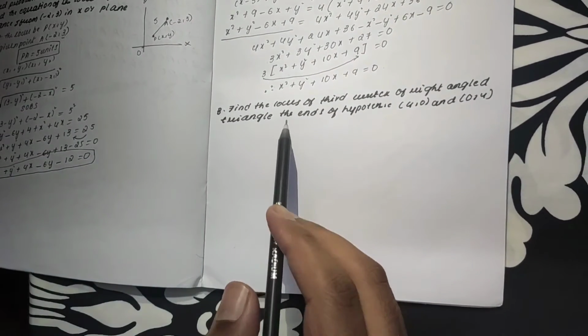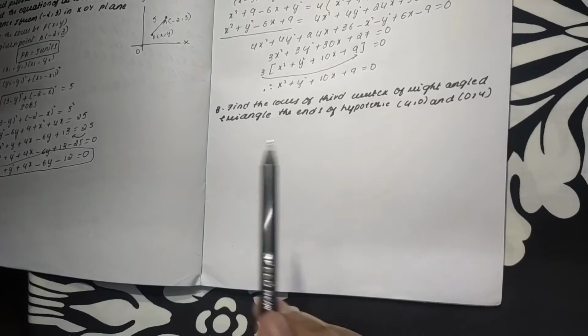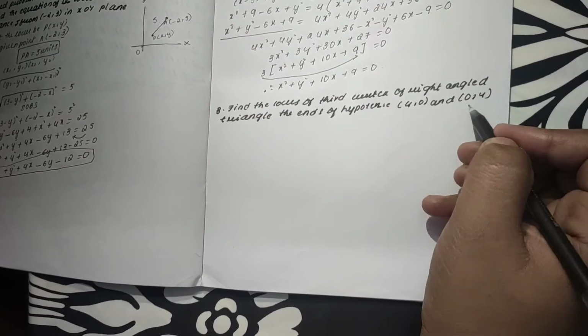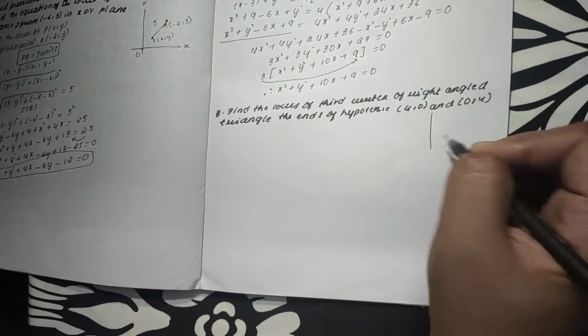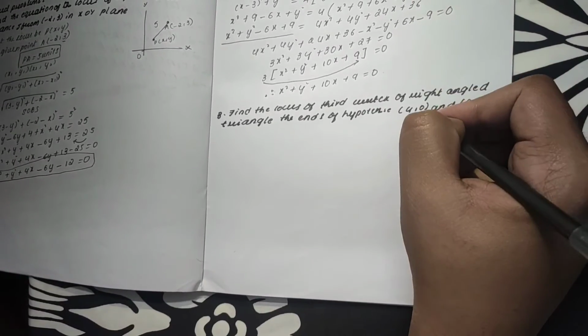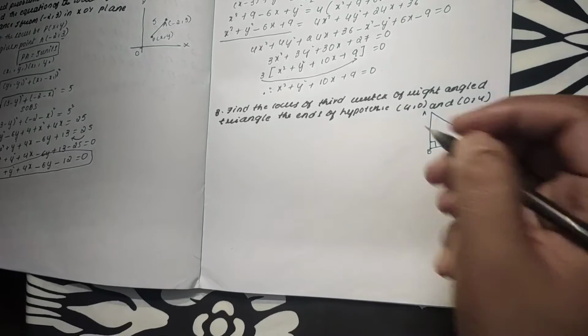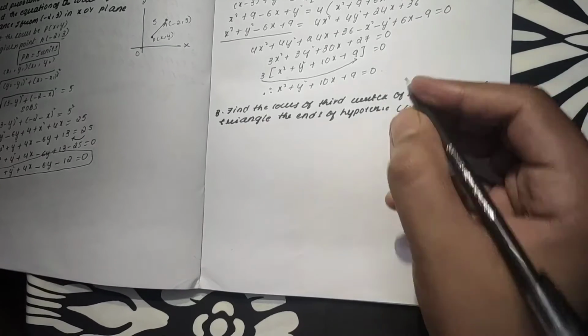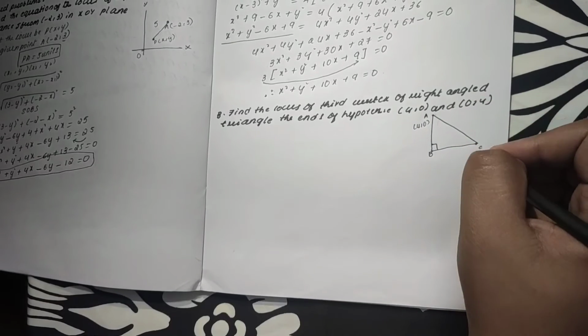So let's go to the next sum, which is: find the locus of the third vertex of a right angle triangle whose ends of hypotenuse are given as (4, 0) and (0, 4). Take this as a right angle triangle, right angle here, A, B and C. So it is given that the ends of the hypotenuse, this is the hypotenuse and its ends are A and C. So (4, 0) and (0, 4).